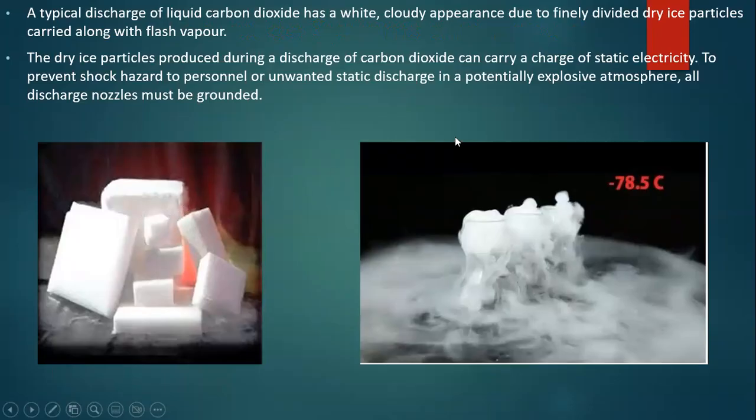And now you can see here, it always accumulates unwanted static charges. That is why the discharge nozzles must always be grounded. They always carry static electricity, so the discharge nozzles must always be grounded.